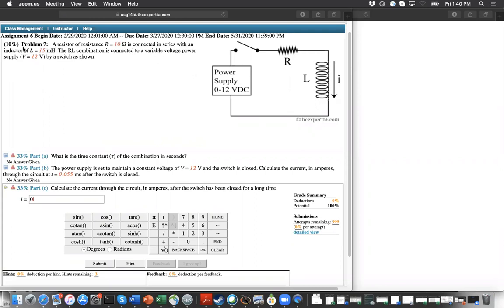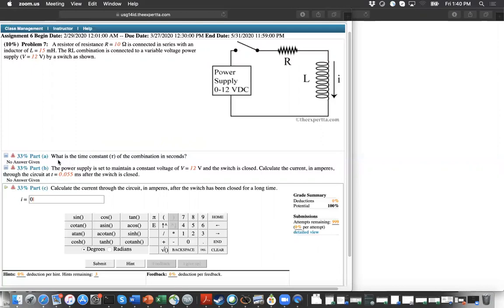You will have different numbers in all these cases. But for me, it says a resistor of resistance 10 ohms is connected in series with an inductor with inductance L is 15 millihenries. The RL, or resistance inductance combination, is connected to a variable voltage supply with voltage equals 12 volts by a switch as shown. So you have a power supply hooked up to a switch, a resistor, and an inductor.